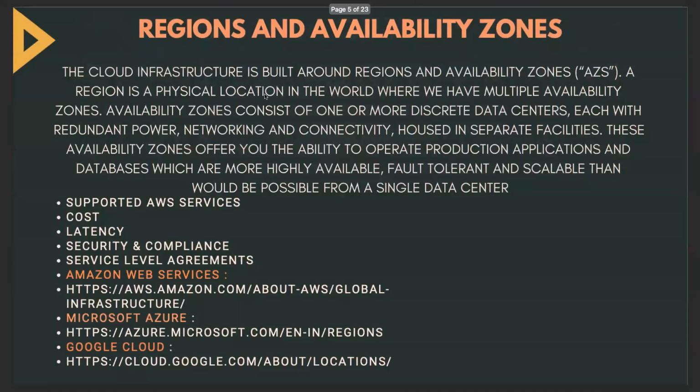So now we are understanding region and availability zone. I stated that cloud infrastructure is built around regions and availability zones. A region is a physical location in the world where we have multiple availability zones. Availability zones consist of one or more discrete data centers, each with redundant power, networking and connectivity, but housed in separate facilities. That is what I stated. All the zones are housed separately, but physically they do have interconnection. These availability zones offer you the ability to operate production applications or databases which are highly available, fault tolerant and scalable, which would not be possible from a single data center.